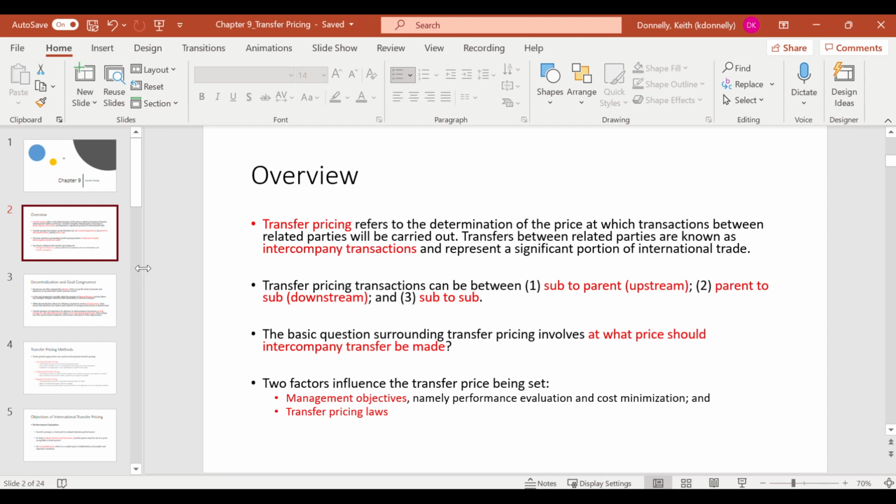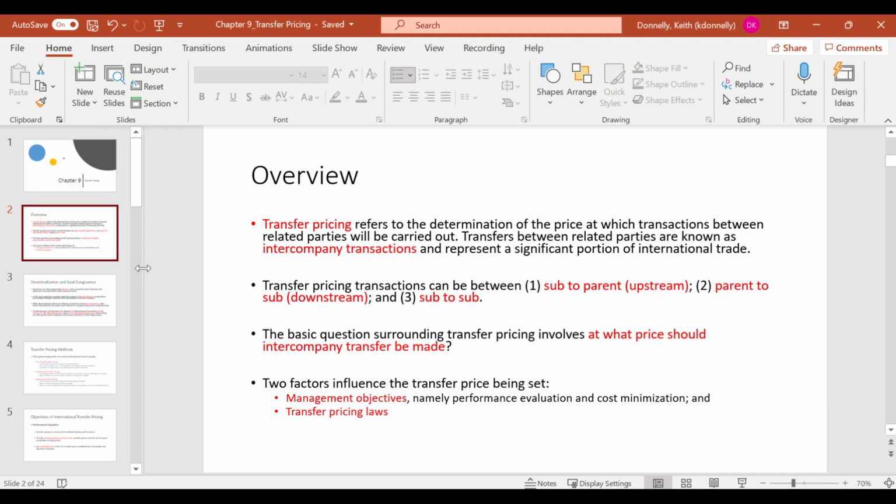So, typically, what you might see, right? A large multinational corporation has a bunch of subsidiaries underneath it, right? Maybe we have subsidiary A and subsidiary B. Imagine that A wants to sell a product or service to B. The question becomes, at what price should we set this transaction? Now, that's the whole point and focus of transfer pricing. These things can happen from sub to parent, parent to sub, or sub to sub.